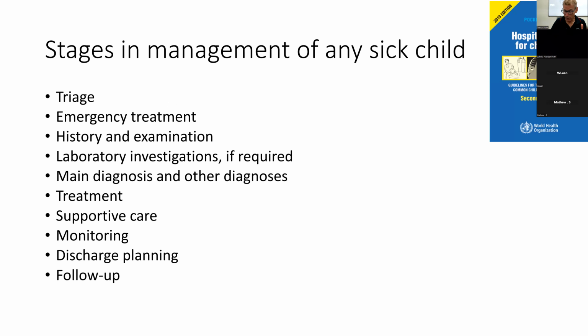In all children that you look after, even those that are critically ill, the stages of management are just the same. You need to do triage. If you find an emergency sign, give some emergency treatment, then take a proper history and do an examination, then decide whether any laboratory investigations are required, like an X-ray or a blood gas or electrolytes or a full blood count, and then come up with the main diagnosis and then other possible diagnoses. So in this case, what would be your main diagnosis? Bronchiolitis, that would be the main diagnosis.